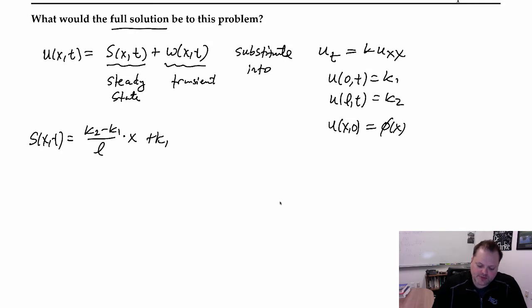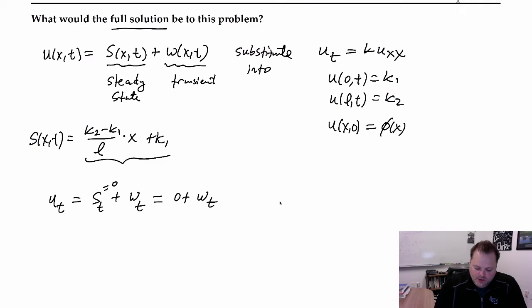And now look at the substitution. So substituting in, u_t would be s with respect to t plus w with respect to t. But s with respect to t, this does not depend on time at all. So s with respect to t is 0. So u_t is just w_t. So here I'm going to start transforming this.